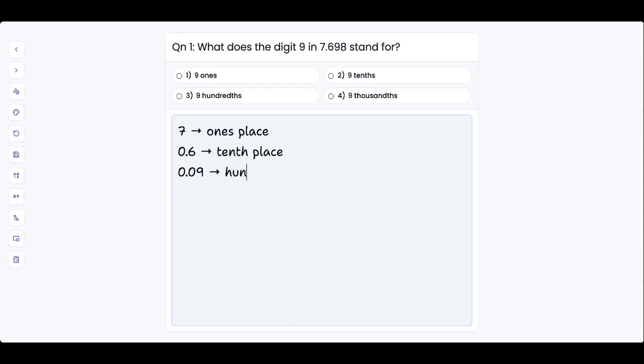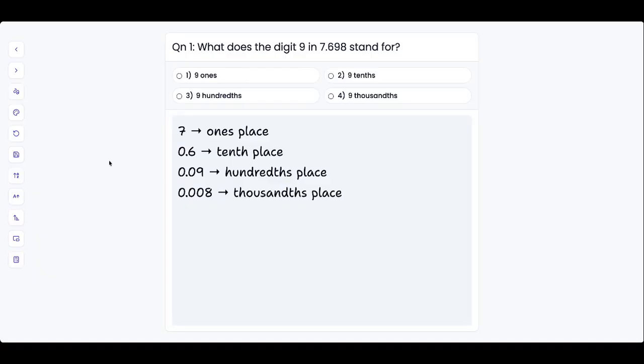If you say it's the 100th place, then you're right. And let's keep on going for the last digit, which is 0.008. And what is this place? Thousands place. Okay, there you go. So the answer to this question is option number 3. All right, let's move on to the next question.